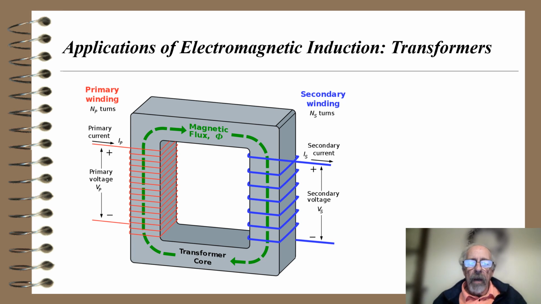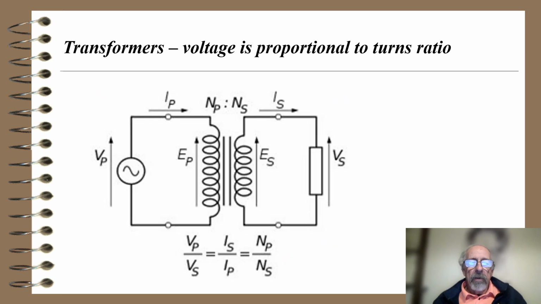With this setup, I can change the voltage of the secondary from what the primary voltage is. So voltage is proportional to the turns ratio. This shows the voltage of the primary compared to the voltage of the secondary is equal to the number of primary turns divided by the number of secondary turns.